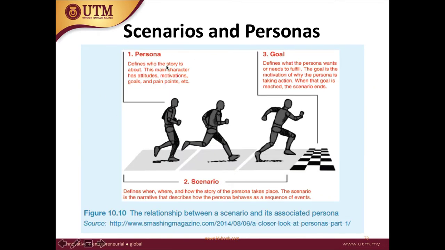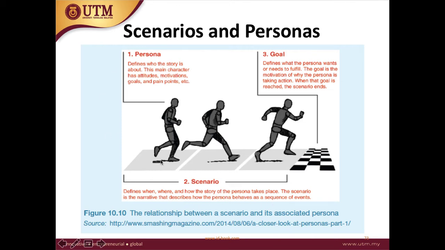Okay, so let's talk about scenario. This is a scenario example, and then this is a persona. See, number one, persona. It defines who the story is about. The main character has attitude, motivation, goal, and pain points, etc. Then the goal, or objective here, defines what the persona wants or needs to fulfill. The goal is the motivation of why the persona is taking action. When the goal is reached, the scenario ends. Okay, the scenario itself defines when, where, and how the story of the persona takes place. The scenario is a narrative that describes how the persona behaves as a sequence of events, right?